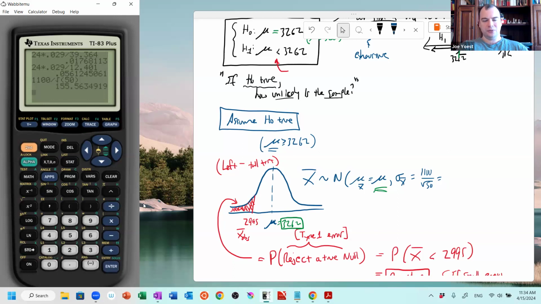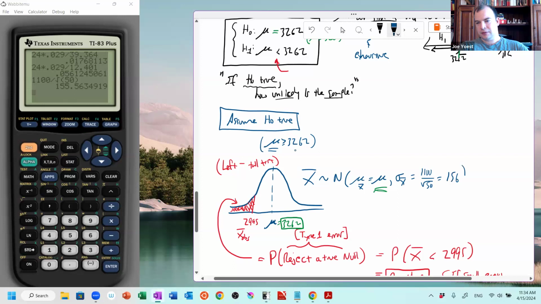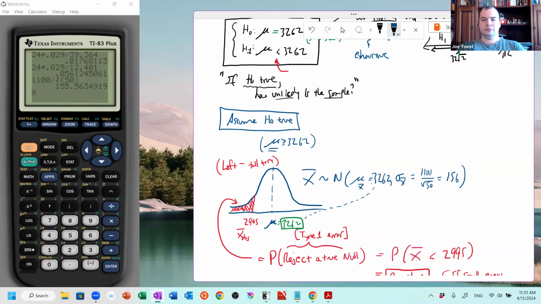And this gives me about 156. And remember that I'm choosing to center my distribution down here under this assumption that H naught is true. I'm choosing to center it around 3262, the most conservative choice for mu, the one that if I can reject against a mu of 3262, I can reject against any other mu that might be in that original null hypothesis.